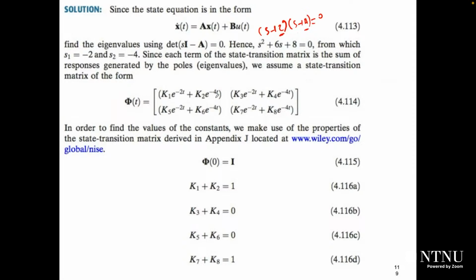So you can write phi of t directly. It will consist of these four terms: k1 exponential minus 2t plus k2 exponential minus 4t, and so on, k3, k4, k5, k6, k7, k8. And you can use the properties of the state transition matrix: phi of 0 equal I. So if you put t equal 0, this will equal I, which is [1, 0; 0, 1]. When you do it, you will get k1 plus k2 equal 1, k7 plus k8 equal 1, k3 plus k4 equal 0, k5 plus k6 equal 0. So this is the first set of equations.